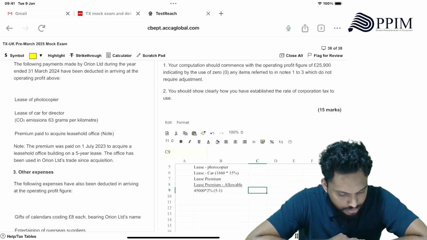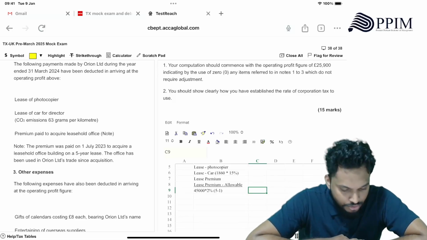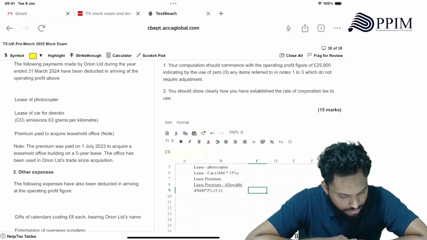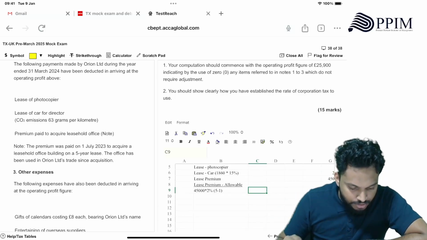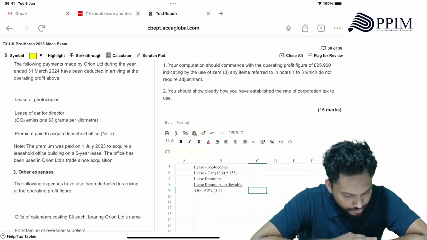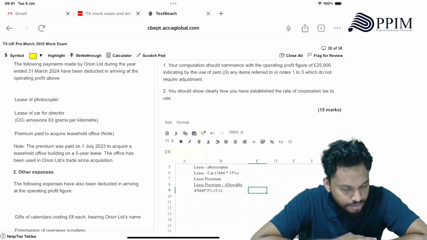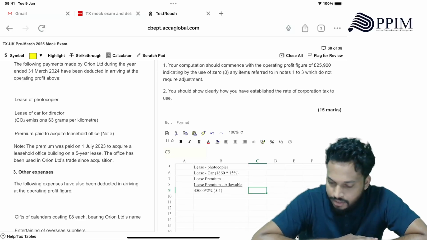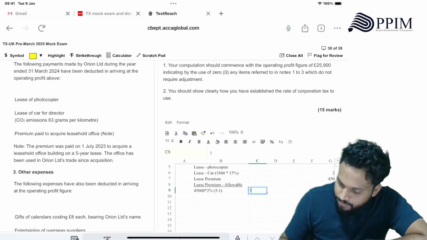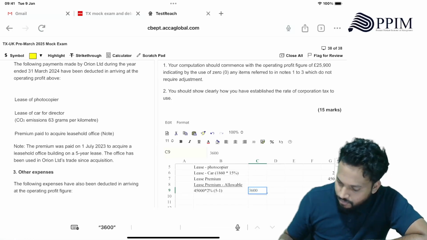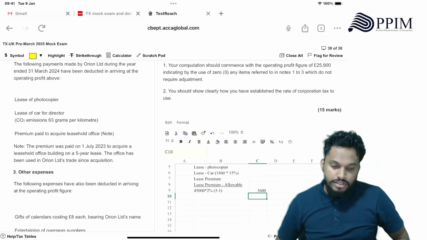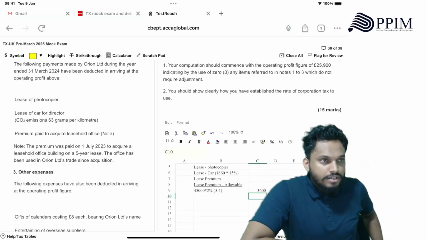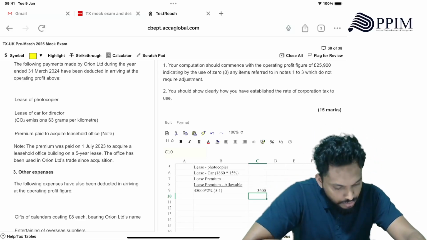3,600. So that will be how much? 3,600. However, can you take the entire 3,600? Why can't you take the entire 3,600? So this is a part of the calculation, that 2% that you need to take.